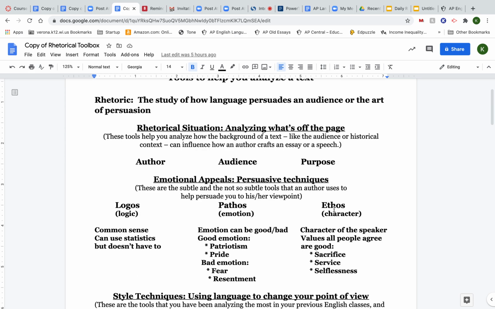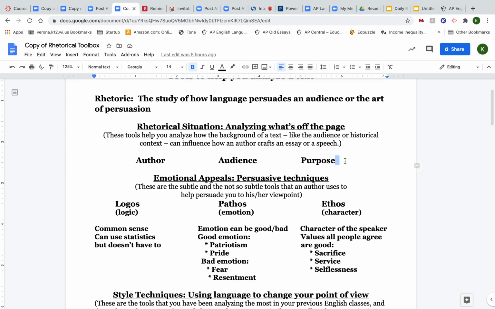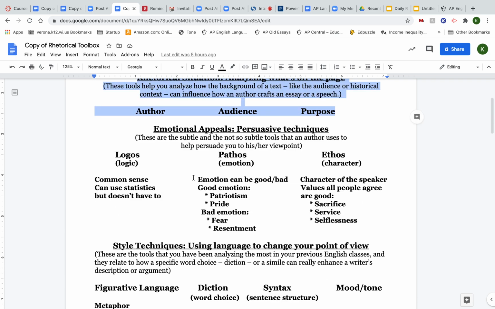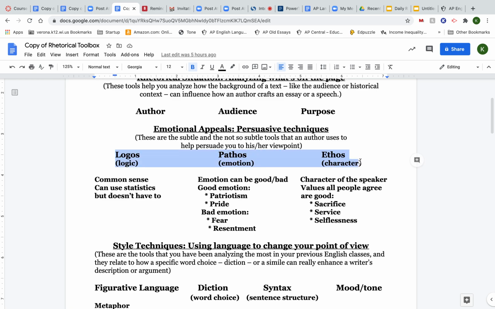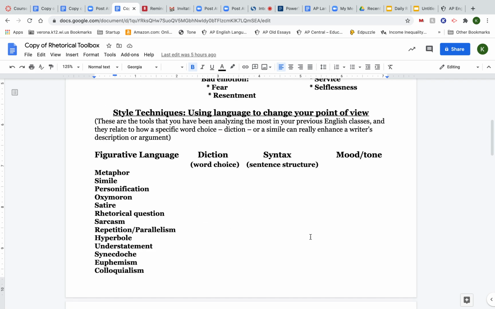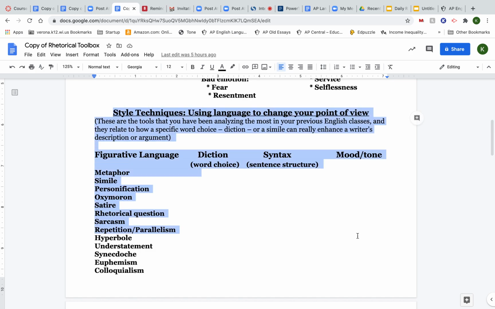We talked about how when you're analyzing a text, you want to start big, looking at the rhetorical situation, analyzing what's off the page. Who is this author? Who is he or she talking to? What is the purpose the author has? We then talked about the different kinds of appeals. The three main ones are logos, logic, pathos, emotion, and ethos, character. And then we talked about how the last bit of analysis is when you look at style.